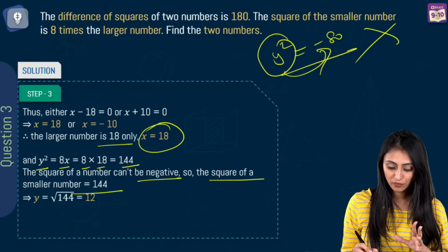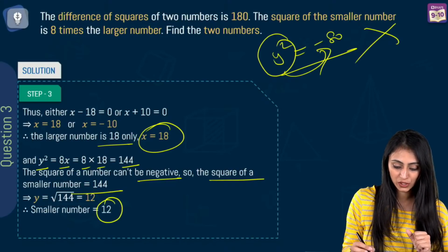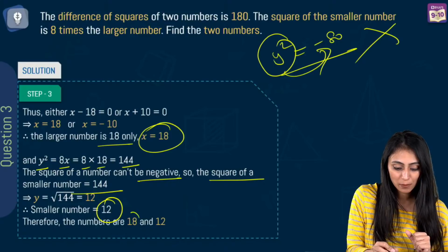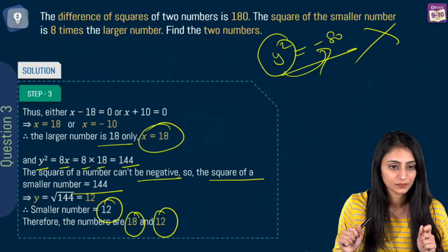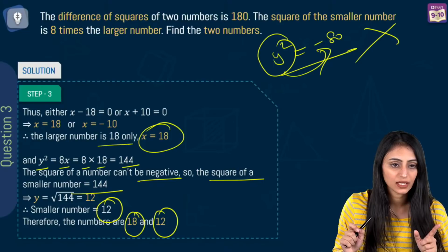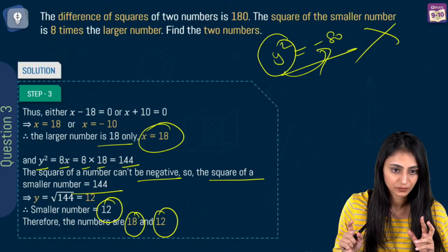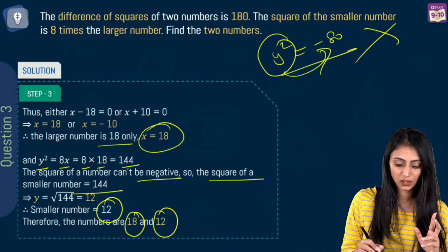So the square root of 144 is 12. The smaller number over here is 12 in this case. So the two numbers are 18 and 12. I hope this is clear to everyone. Yes, Sharth, 18 and 12, not 18 and minus 12. 18 and 12, because the square of a number cannot be negative.